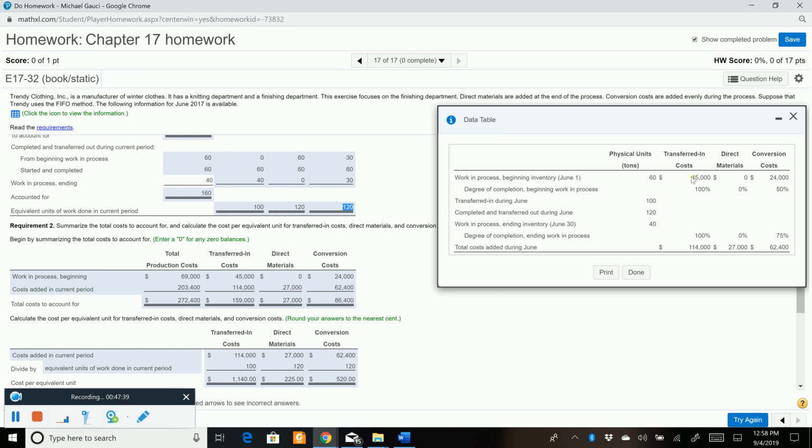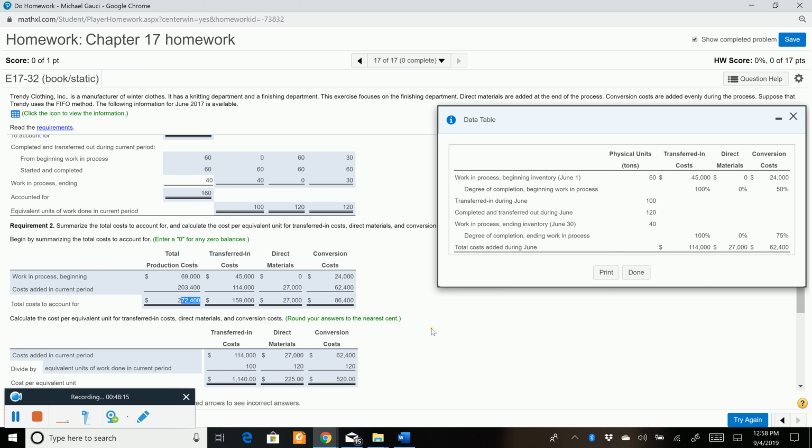From the beginning WIP, the author tells us $45,000 in beginning transferred in costs, 0 in direct materials, $24,000 in conversion costs for a total of $69,000, and cost added during the current period, $114,000 transferred in, plus $27,000 direct materials, and $62,400 conversion costs. You add them up, $203,400. So we need to account for $272,400.